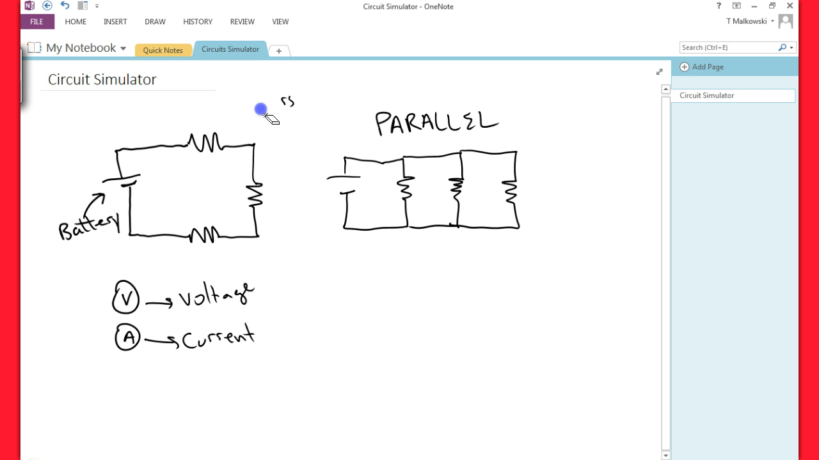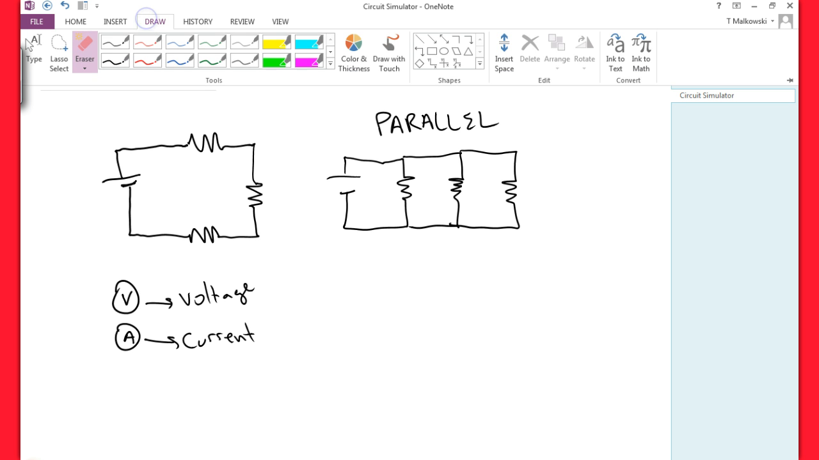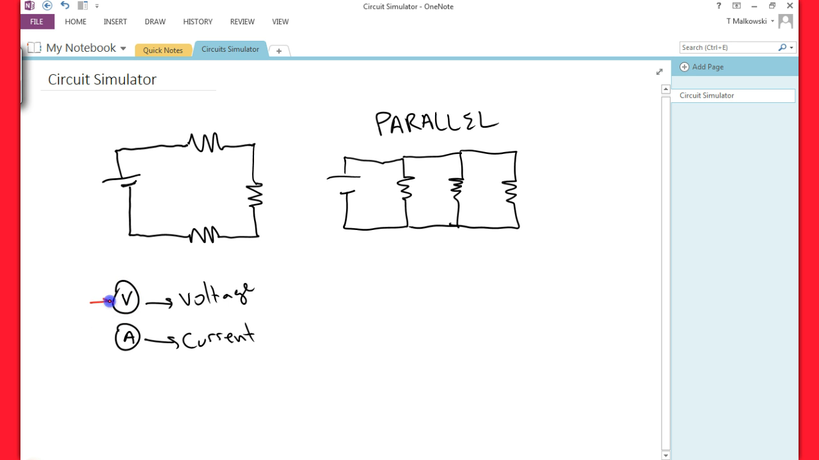So let me get rid of this stuff so I can show you. They'd be able to take, for example, the voltmeter and hook it up, give it little leads, like an actual voltmeter that they could use in the classroom, and let them connect it across a resistor so that they can get some sort of voltage reading. And then they could move that voltmeter to the other resistors.